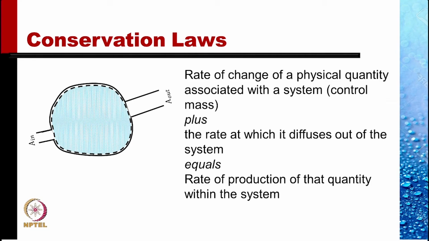If that quantity were mass, the rate of production of that quantity is 0. If that quantity was momentum, the rate of production of momentum is the net external force applied on the system. If the quantity was energy, the rate of production of that quantity within the system is equal to the net rate at which work is done on the system minus the net rate at which heat is lost by the system.